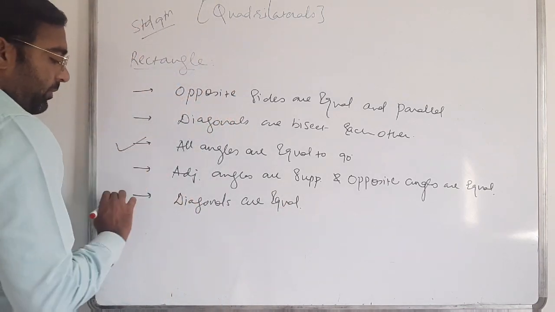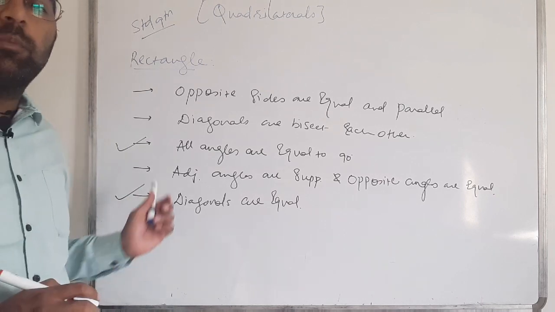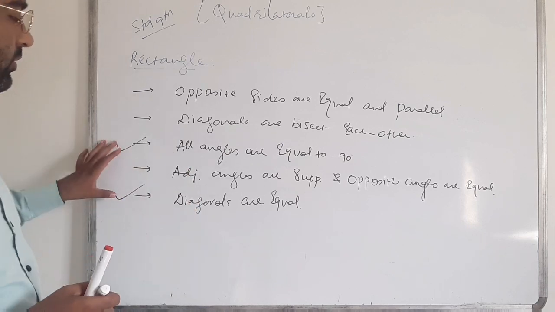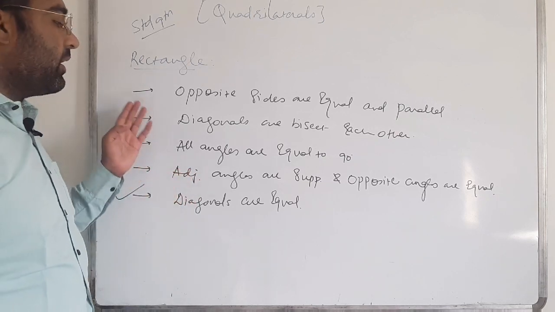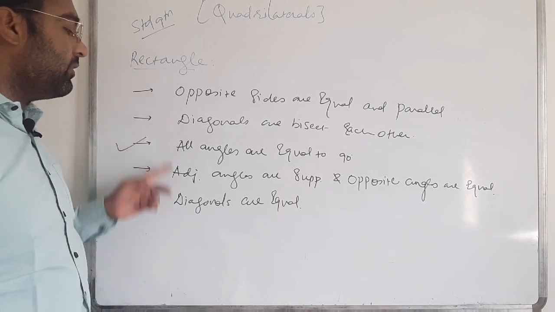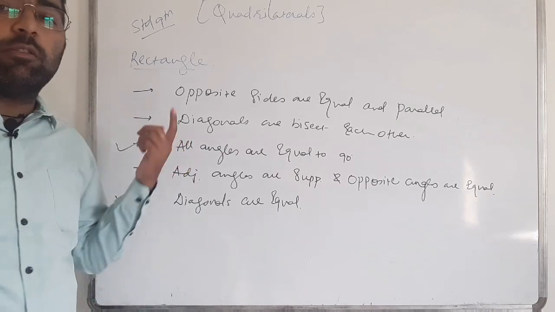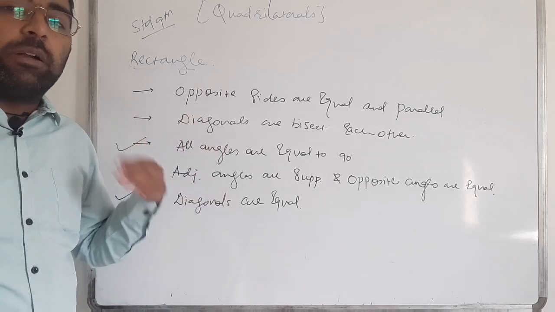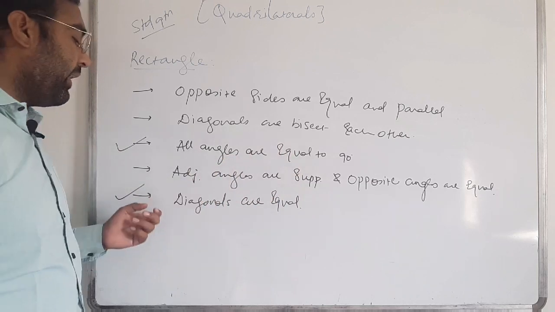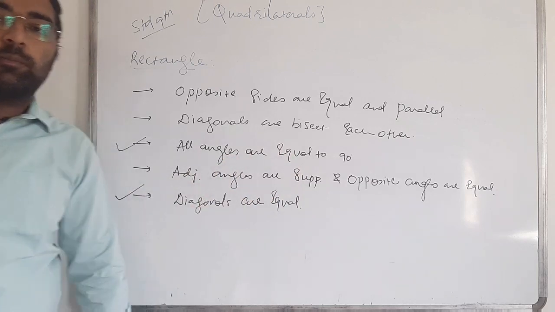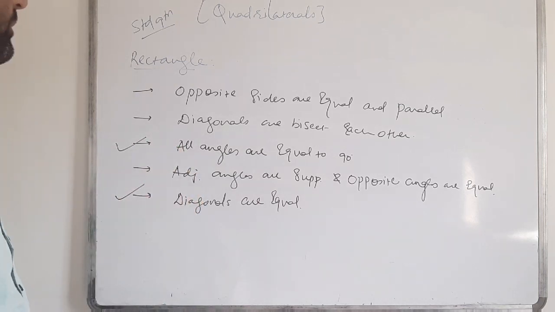These two properties are different from the parallelogram. These two properties are new for the rectangle, and the rest of the properties are the same as the parallelogram. Because a rectangle is a type of parallelogram, it has all the properties of the parallelogram, but the rectangle has its unique properties: all angles are equal to 90 degrees and diagonals are equal. Please note down these properties of the rectangle.